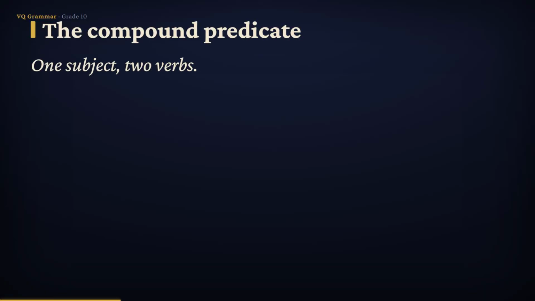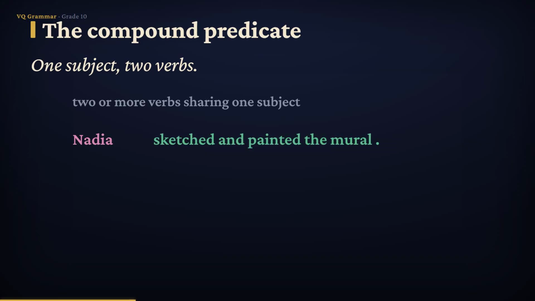Now flip the picture. This time, the subject stays single and the verbs multiply. Nadia sketched and painted the mural. Who did it? Only Nadia, one subject standing alone. But look at what she did. She sketched and she painted. Two verbs, and both of them belong to her. That doubled verb is the compound predicate, and again, the word and is doing the joining.